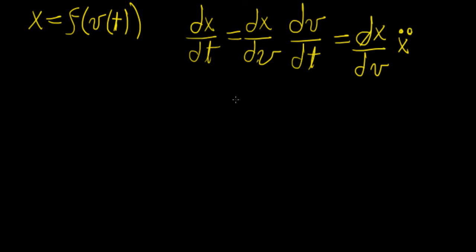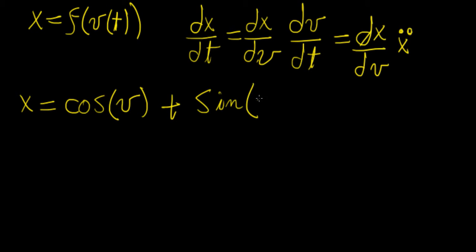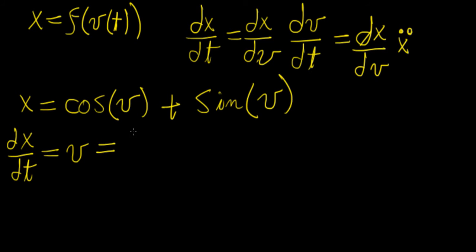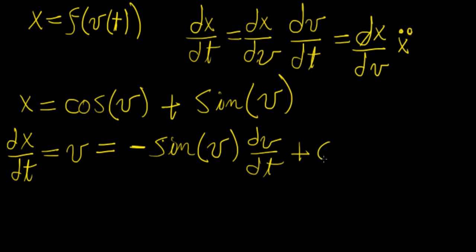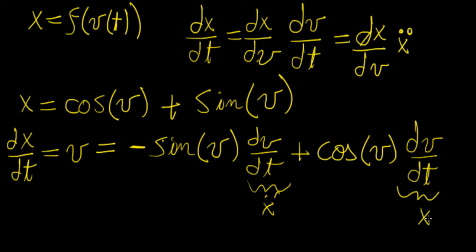So let's say we have a function that is defined as x is equal to cosine of the velocity plus sine of velocity. Then what is going to be the derivative of this? Well, dx over dt, which is going to be the velocity, is going to be the following. This is going to be minus sine of v, so that's dx over dv of this function, times dv over dt, because we need to differentiate this with respect to time, and the same applies to this, so that's going to become cosine of v times dv over dt, and we notice immediately that these two terms are actually the acceleration, as we had pointed out before here.